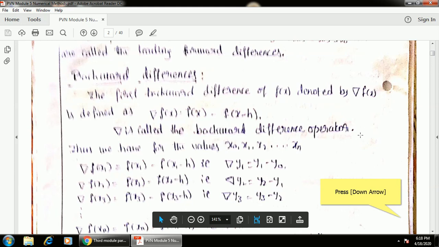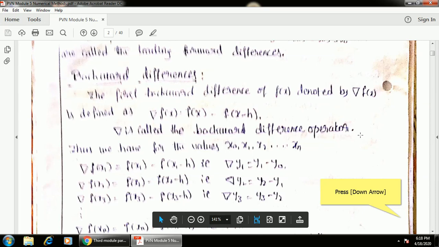This nabla is known as the backward difference operator. The first order backward difference of the function f of x is denoted as nabla of f of x, and it is defined as nabla of f of x is equal to f of x minus f of x minus h. There it is f of x plus h minus f of x. Here f of x minus f of x minus h. Nabla is called the backward difference operator.